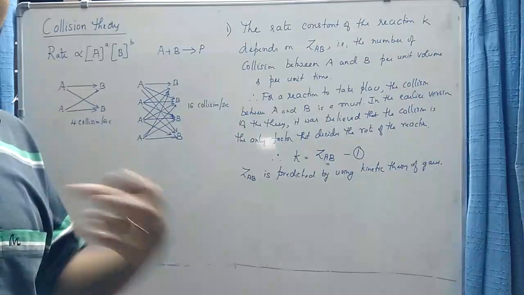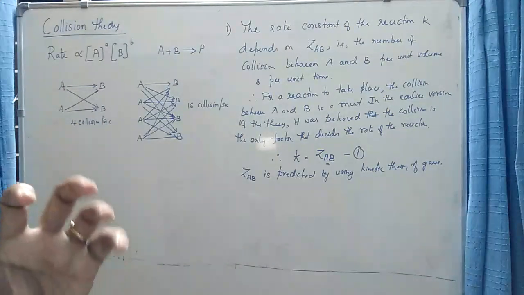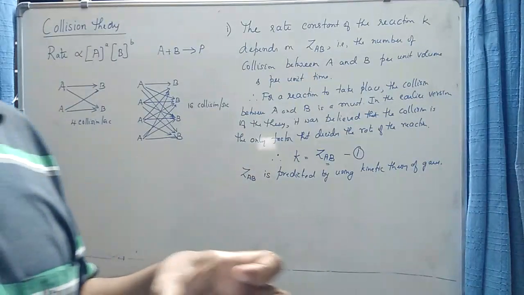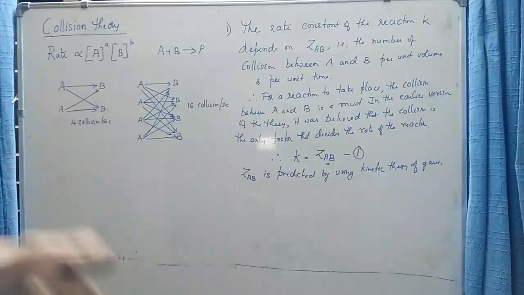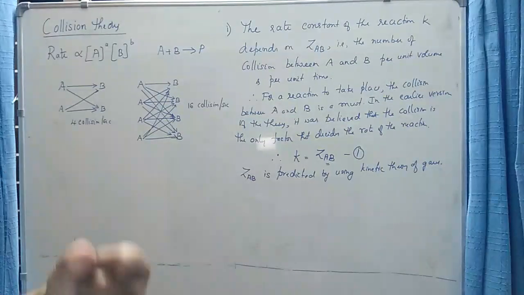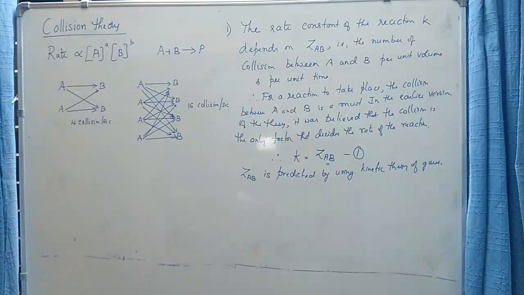So only those collisions in which the molecules get activated by acquiring that minimum excess energy called activation energy, only those collisions may result in the formation of product. So they borrowed the idea of Arrhenius, that is the concept of activation energy. Only those collisions result in the formation of the product in which the molecules are capable of crossing the energy barrier.